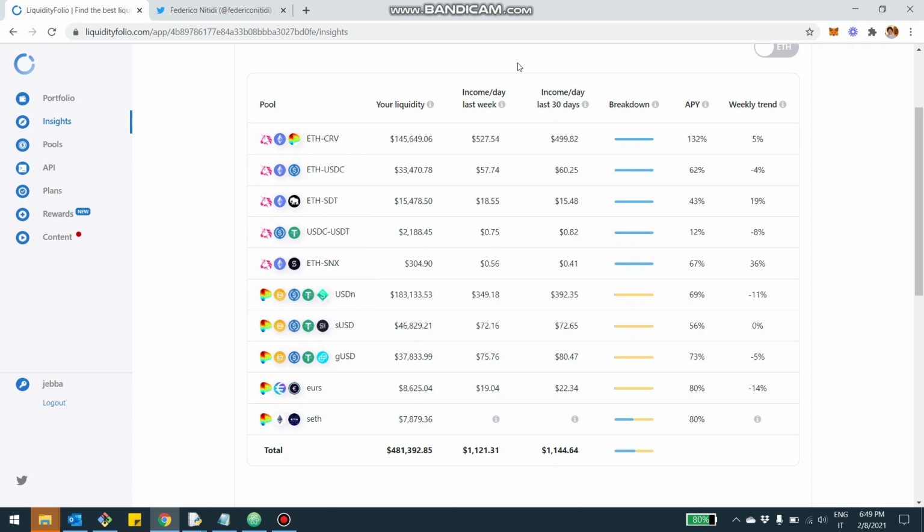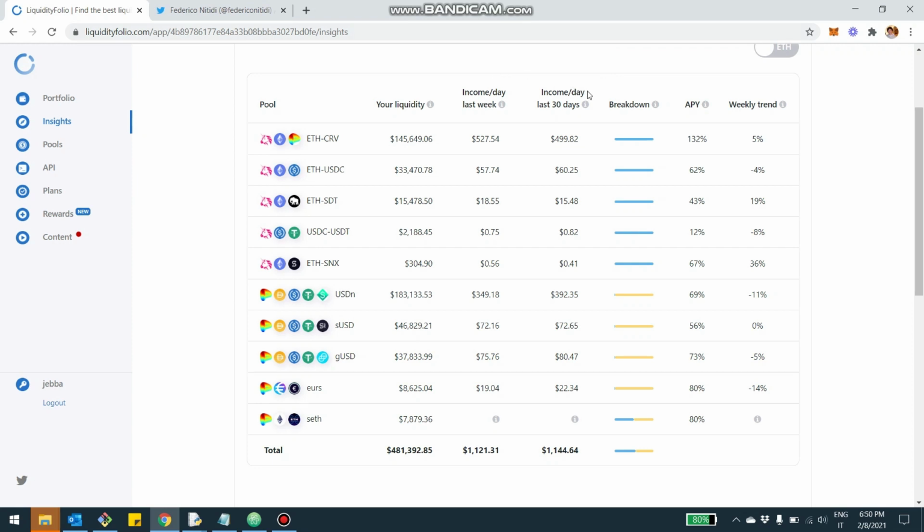So if you hover, you're going to be able to see the quantities of the underlying tokens. And then we see a couple of columns right here, which I think are going to be pretty interesting for you guys. These are essentially the income on a daily basis that you've been getting over the last week. And this is the income per day, again, that you've been getting on average over the past 30 days.